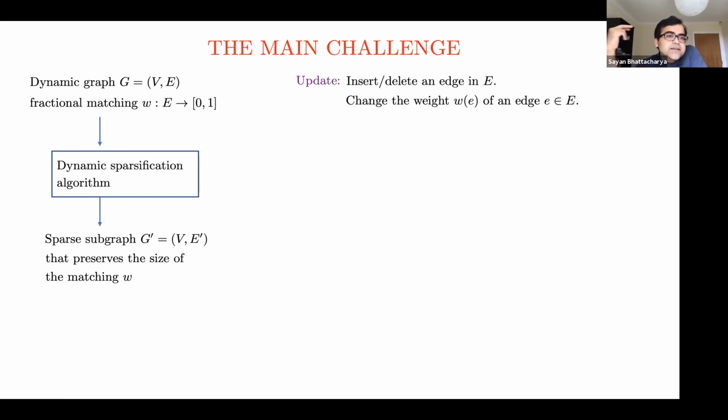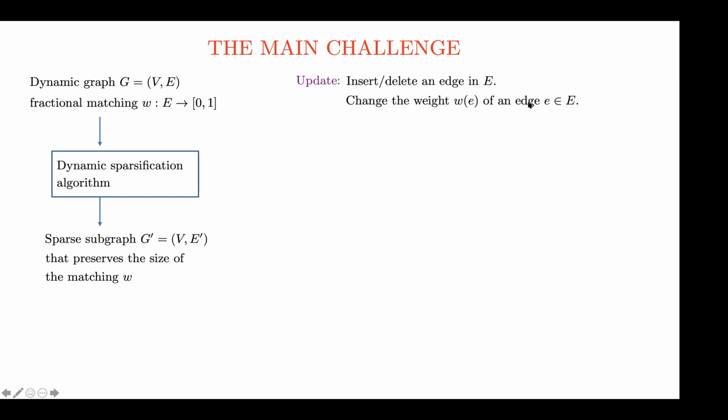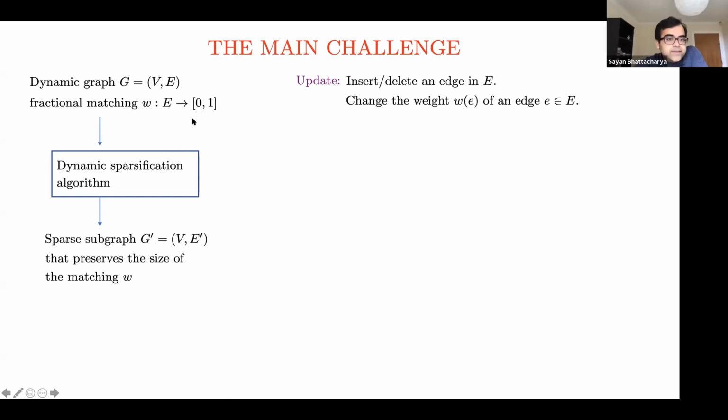Okay, so the specific setting is this. The input is a dynamic graph and a fractional matching W. And the updates are you are inserting and deleting an edge in the graph, or you are changing the weight of an edge in E. That's the input. That's the updates. And the dynamic sparsification algorithm is supposed to output a sparse subgraph that preserves the size of the matching W. And we want it deterministic.